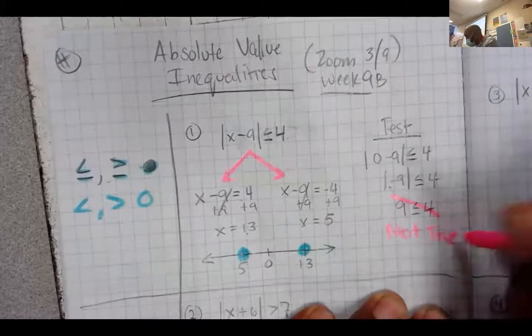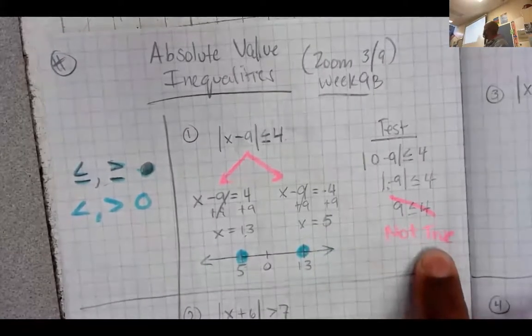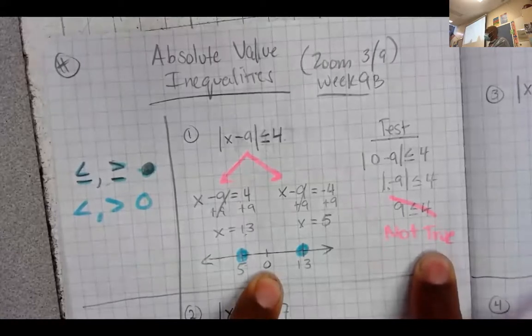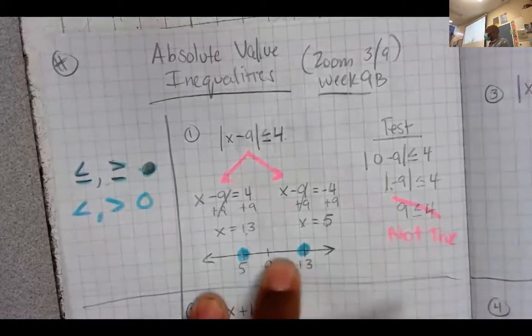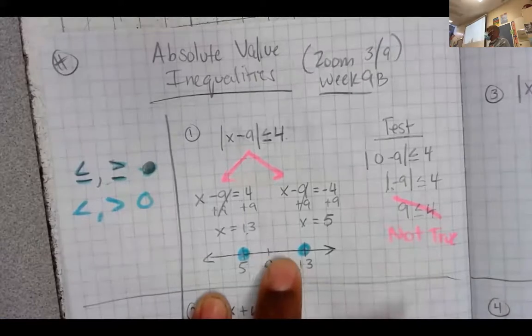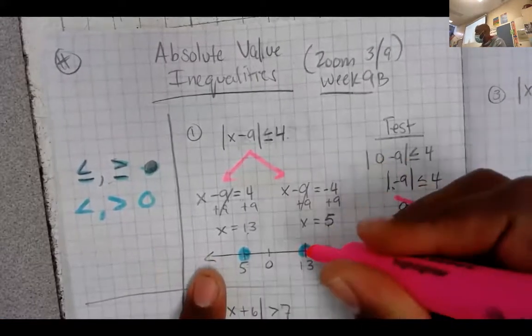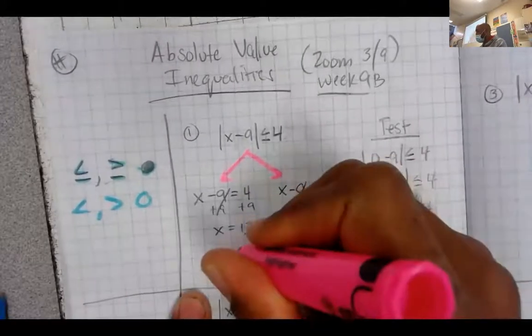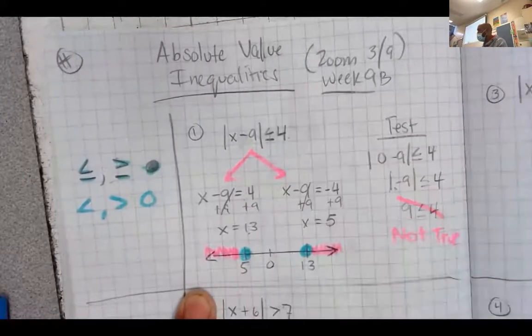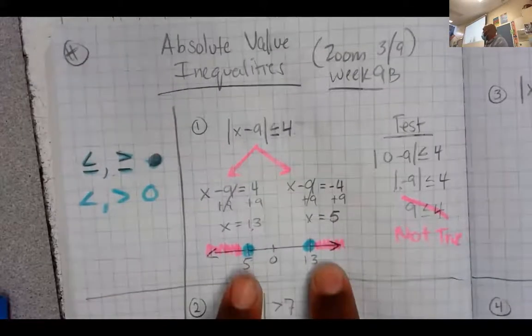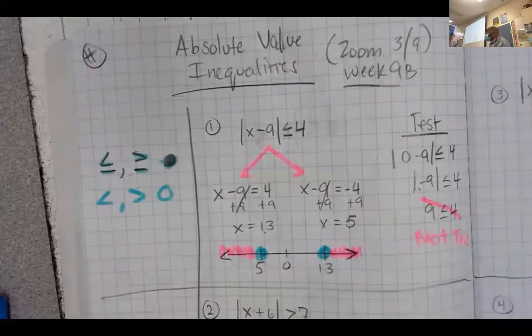Okay, so not true. If it's not true, so remember what that number I picked was inside between the circles, right? So what that means is that none of the numbers in the middle are part of the solution. That means your solutions are on the outside of those circles. So that means it's to the right and to the left. Okay, so that means I've got 2 separate areas for my solution.